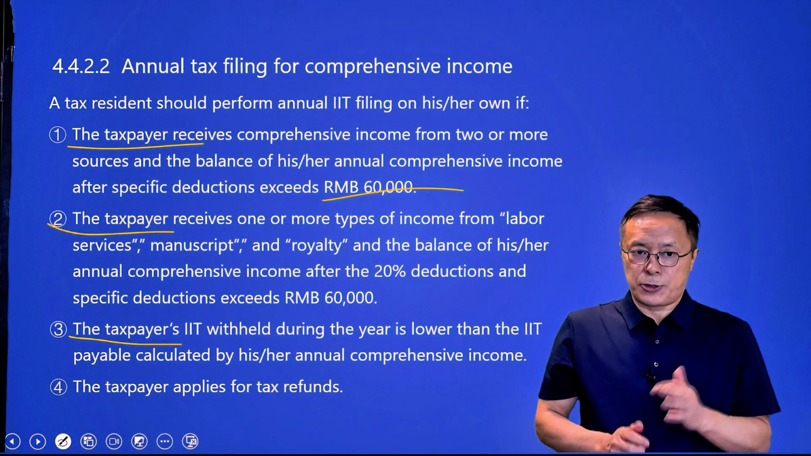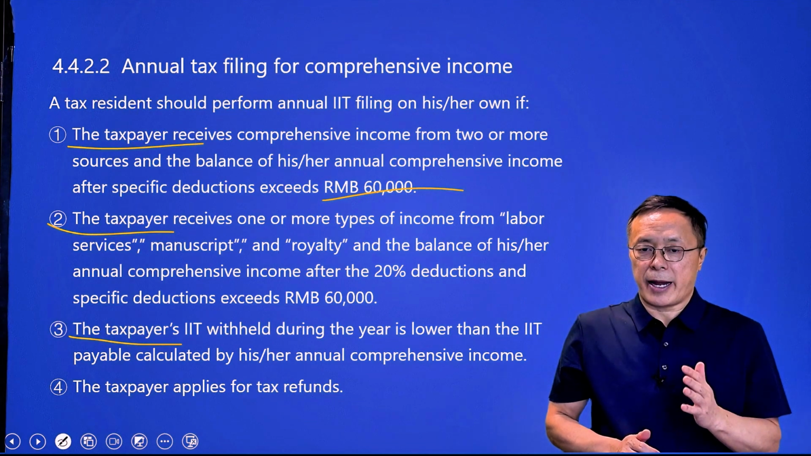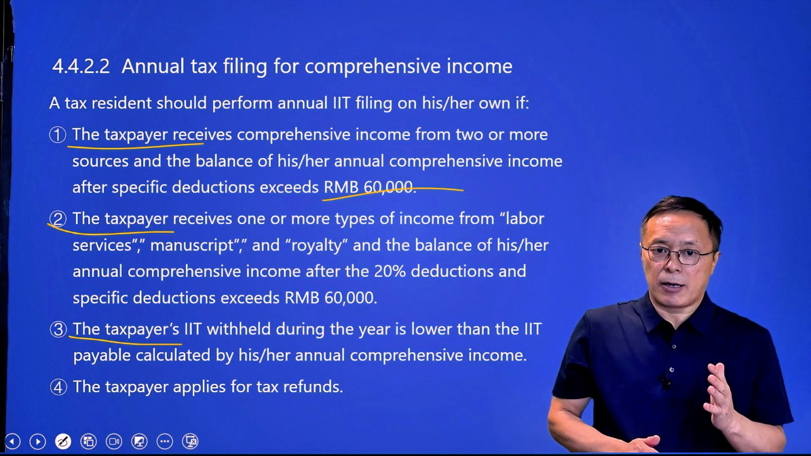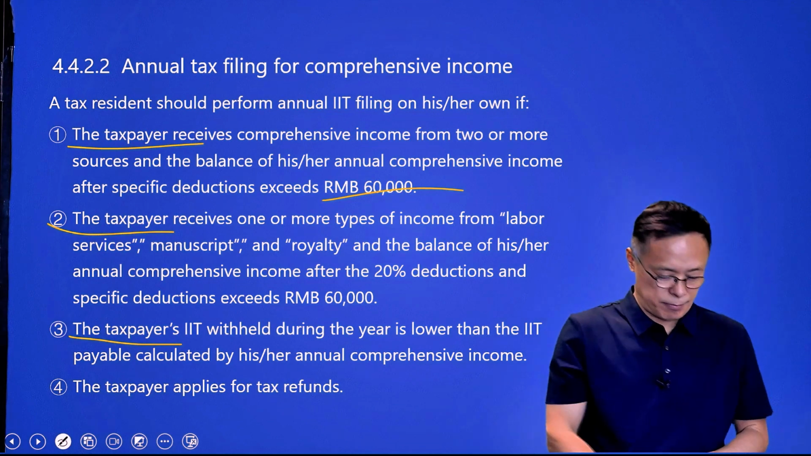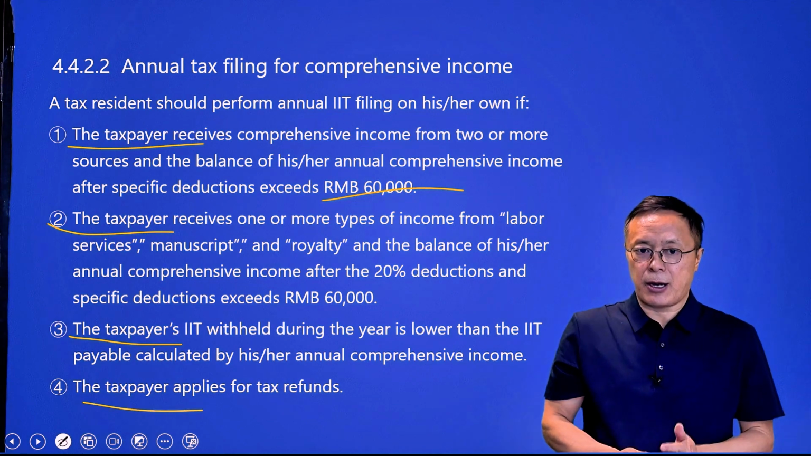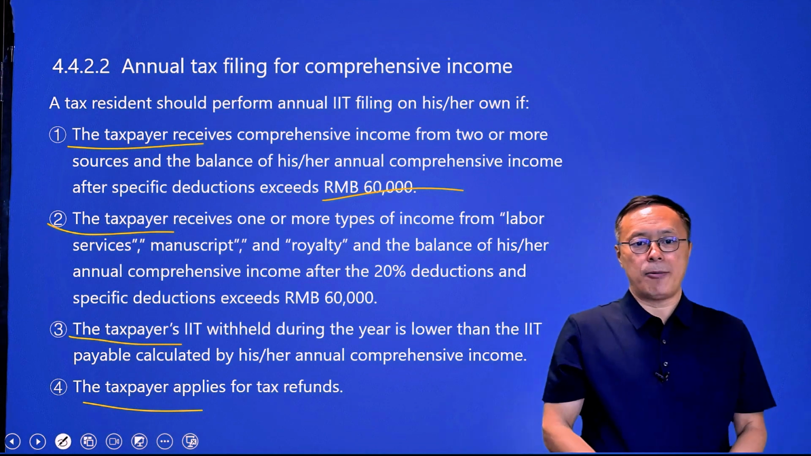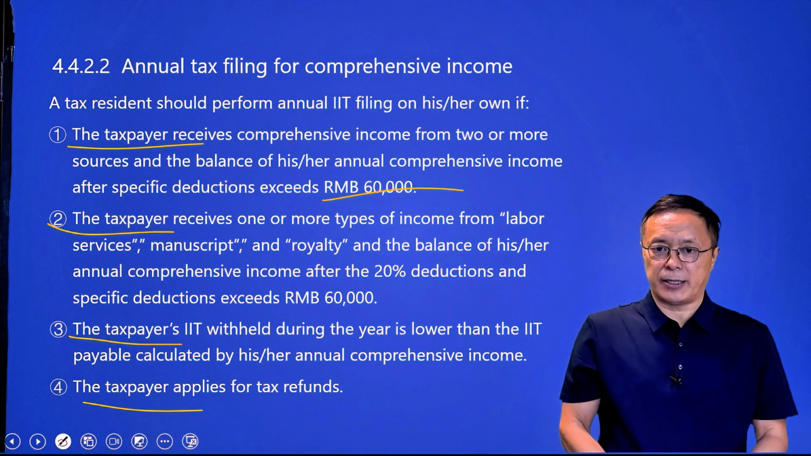The third situation, the taxpayer's IIT withheld during the year is lower than the IIT payable calculated by his or her annual comprehensive income. And the fourth situation, the taxpayer applies for tax refunds. The above are four situations that should perform annual tax filing.